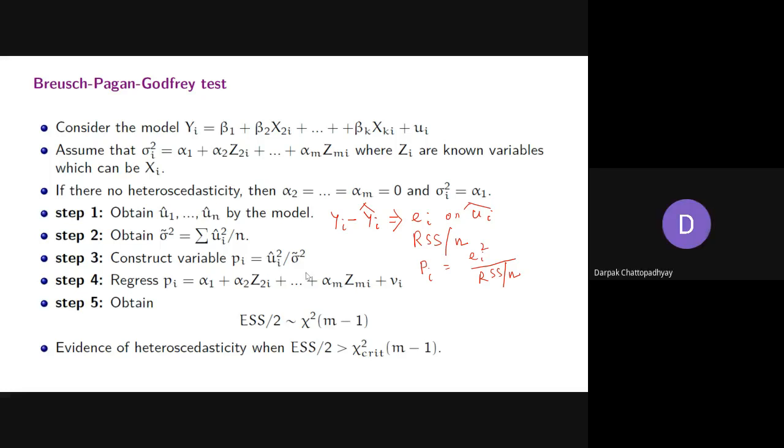Everything belongs to the ANOVA table, so we can run this kind of test. Pi is equal to ei square, or ui hat square, divided by summation ui hat square by n. Pi we are framing as ei square divided by RSS by n.